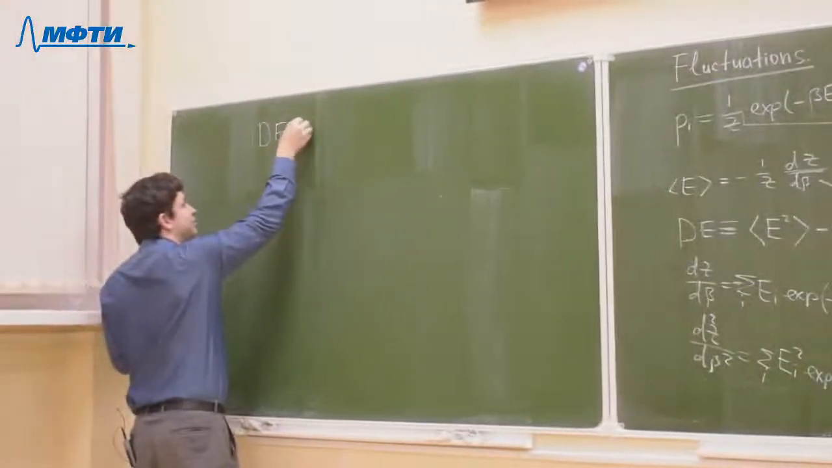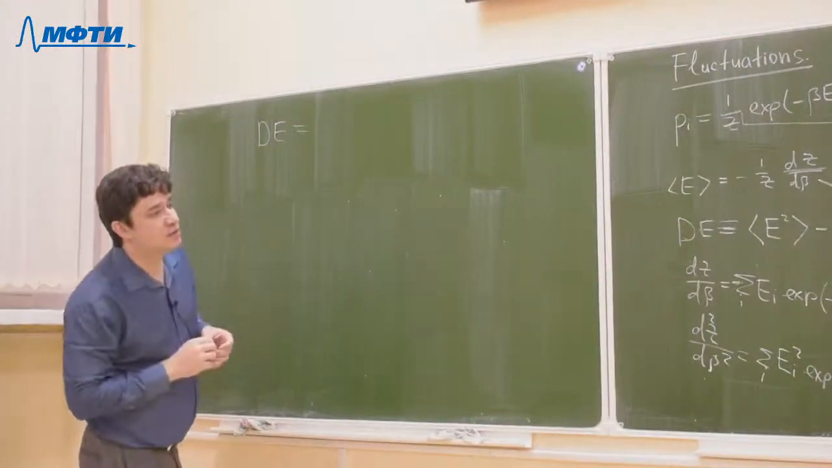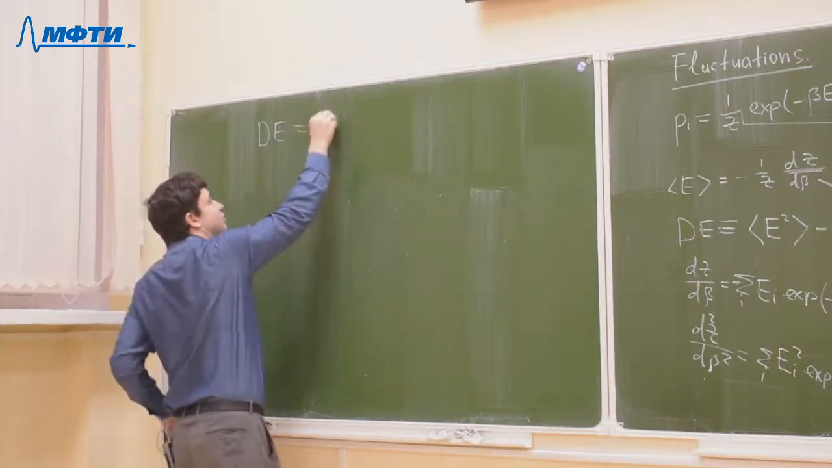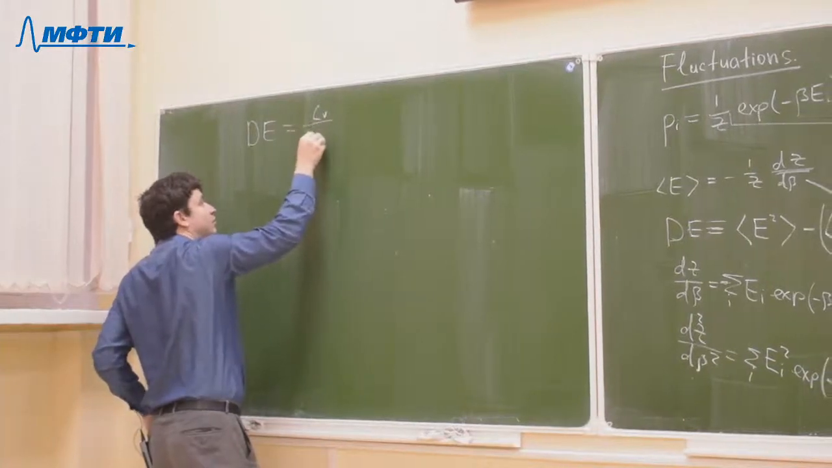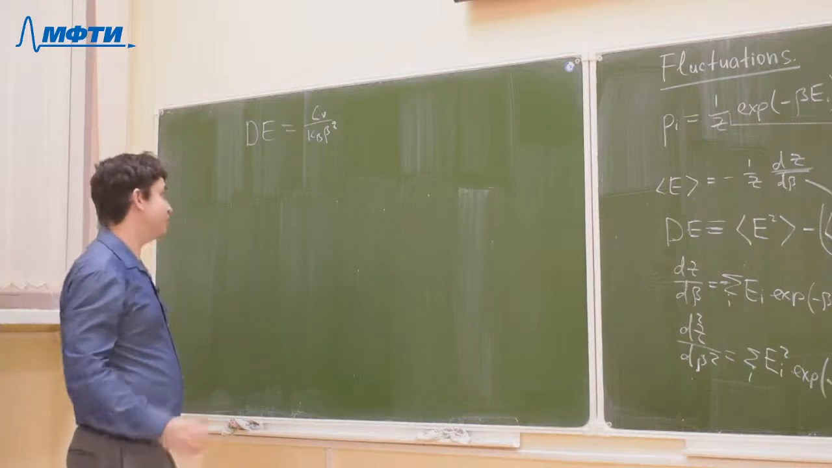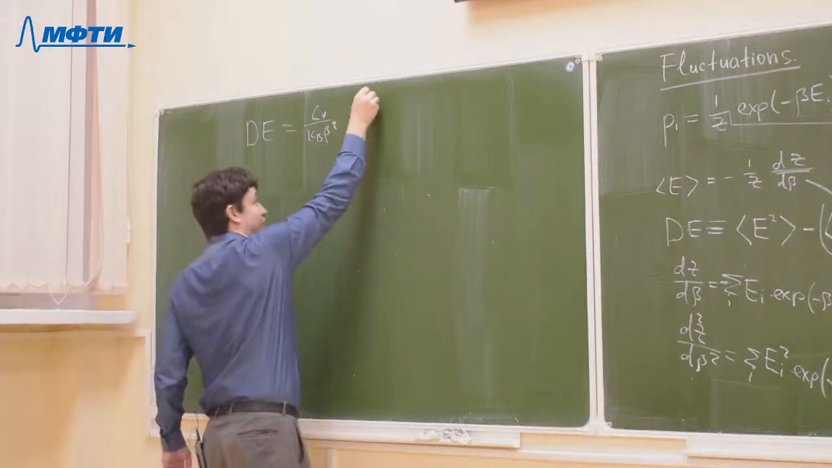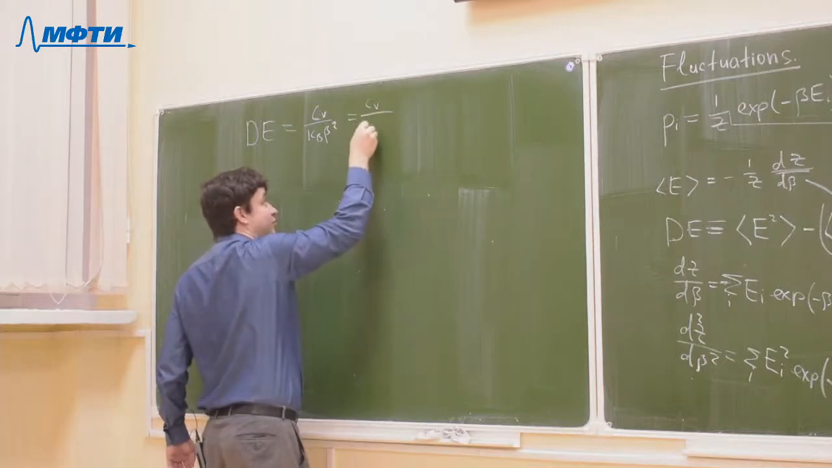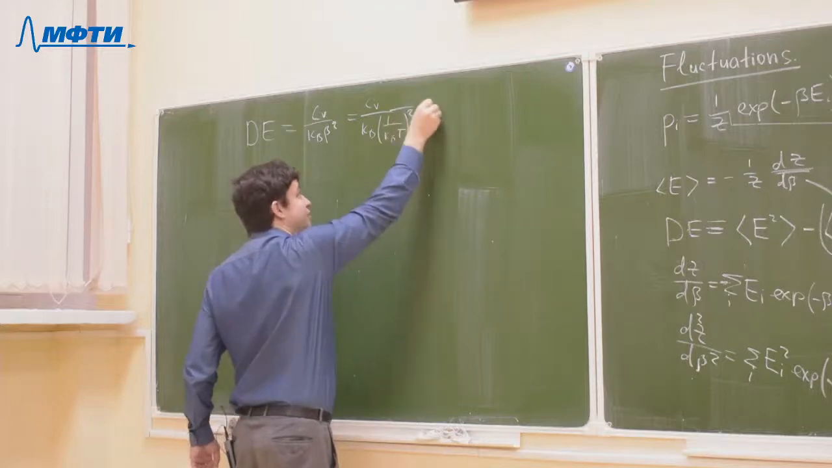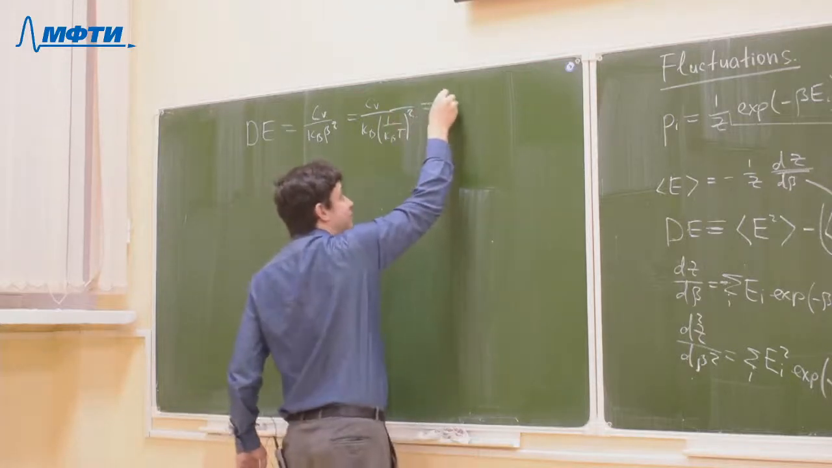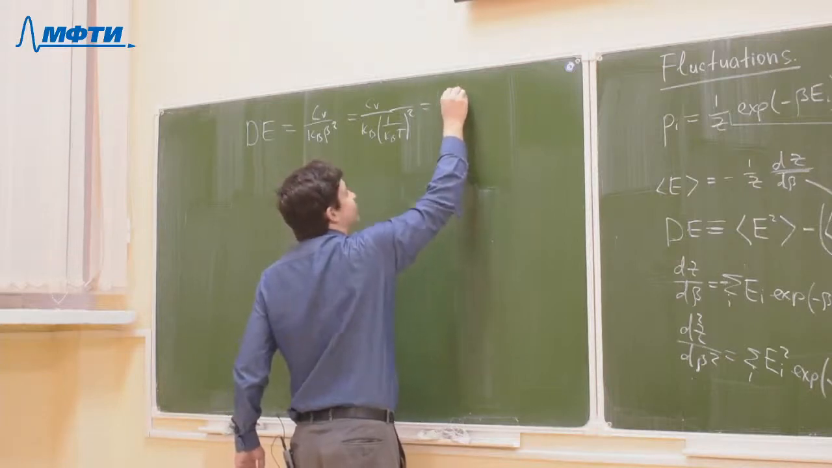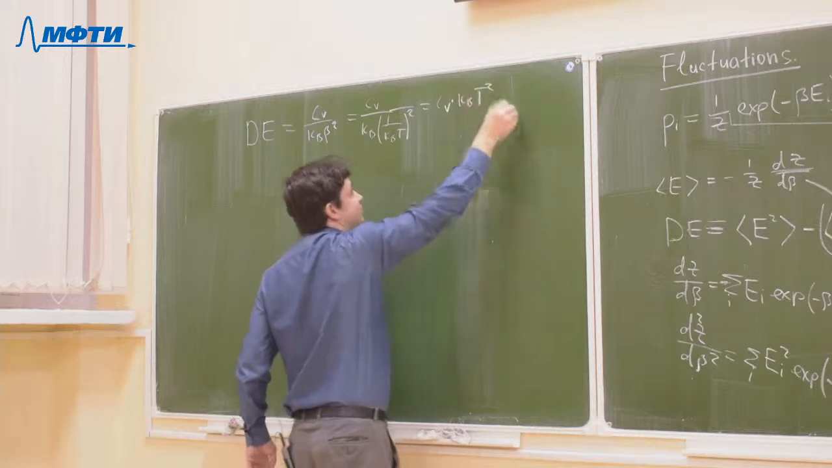From this we can easily find the variance of energy, and I'll write it there. The variance of energy is CV over kB beta squared. Okay, I think it would be better to express it in terms of temperature. As beta is 1 over kBT, I get this, which is CV multiplied by kB multiplied by T squared.